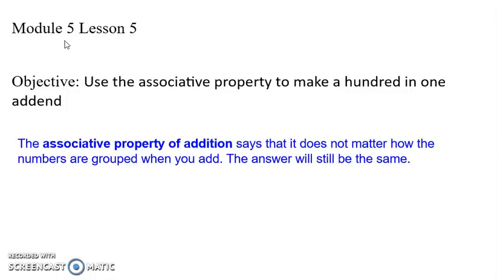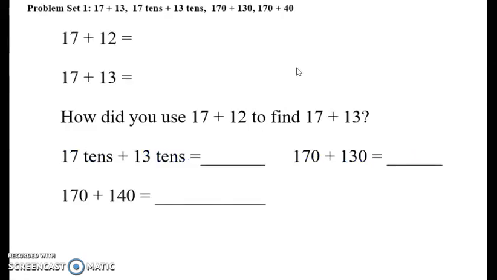Okay, today we're going to do Module 5, Lesson 5, and our objective is to use the associative property to make 101 addends. The associative property of addition says that it does not matter how the numbers are grouped when you add. The answer will still be the same. So first, let's take a look at some examples, problems, and see how we can use one problem to help us solve another.